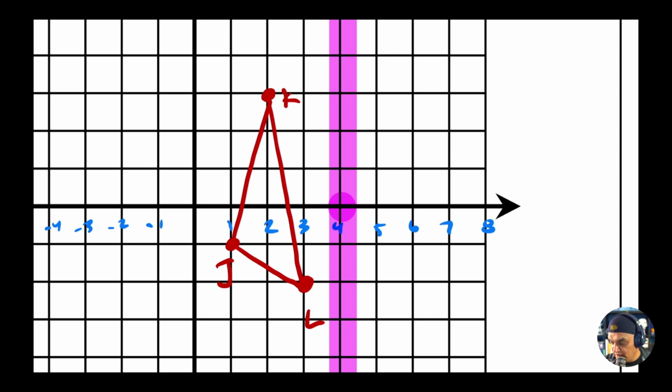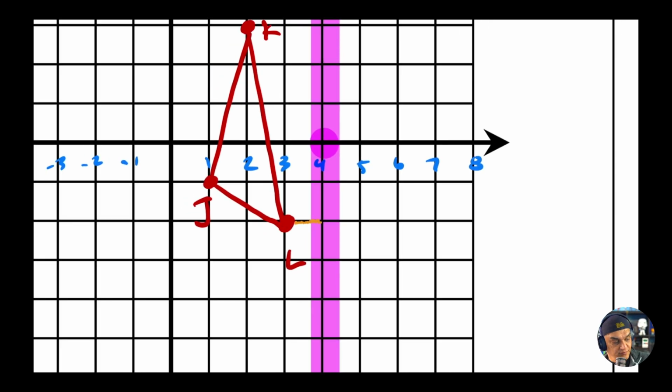So let's do L. L is the closest one. How far is L from the line of reflection? How far is it from the pink line? How many units? 1. Exactly. So it's one unit away. So I'm going to do the same thing on the other side. I'm going to go 1 unit away on the other side to get my new L. There's my new L, which is called L prime.